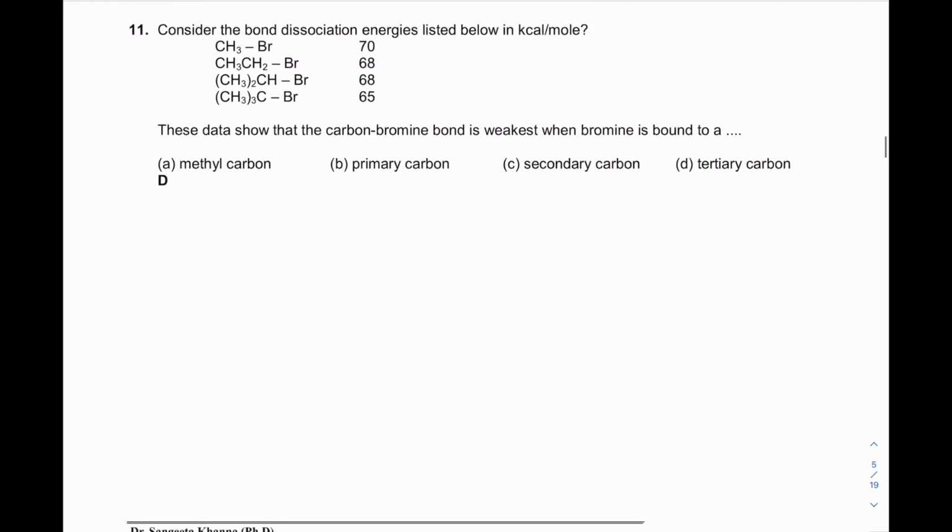11th question. Consider the bond dissociation energies. These data show that the carbon-bromine bond is weakest when bromine is bound to the tertiary carbon, which has the lowest bond dissociation energy. So this one is the weakest bond, readily breaks to give the most stable carbocation.